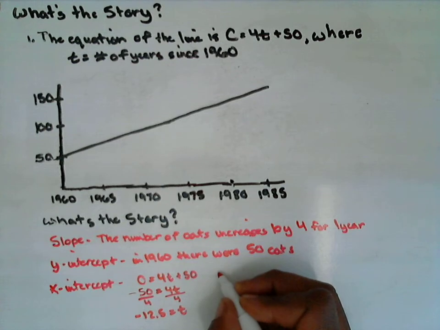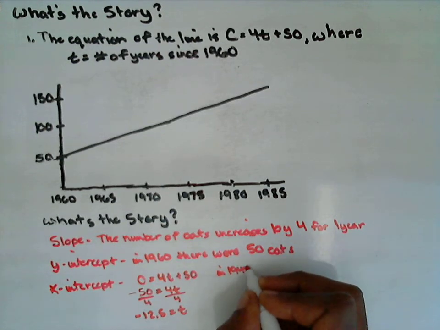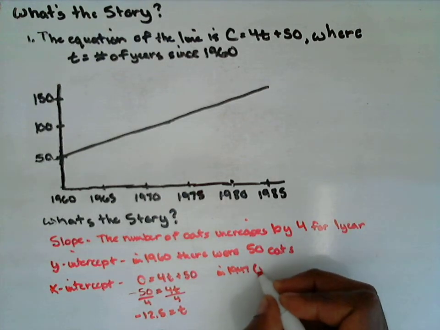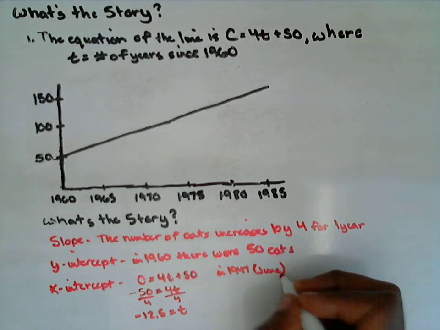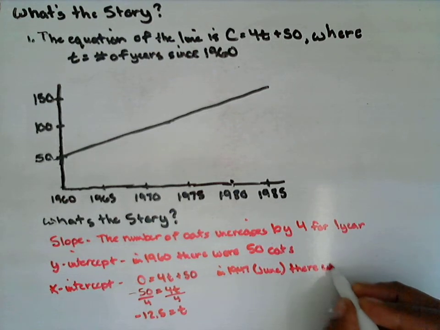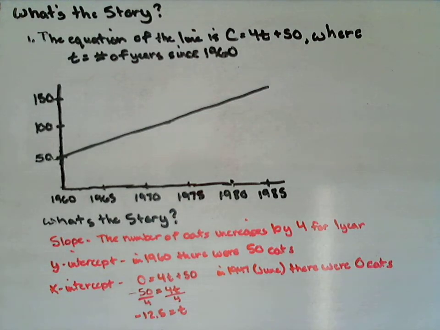So in 1947, basically June, there were no cats. And now we've got our story.